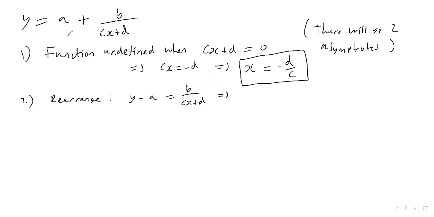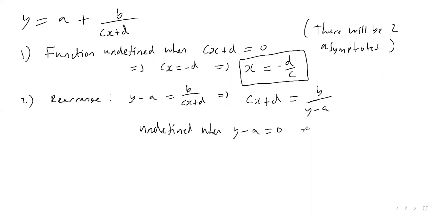Now, how about our second asymptote? I've taken away a from both sides to get y minus a equals b over cx plus d. Now, if we swap that denominator for this number, basically cross multiplying, we get cx plus d equals b over y minus a. So when is this not defined? It's undefined when y minus a equals zero, because again, you can't divide by zero in maths. In other words, when y equals a, this is our next asymptote.